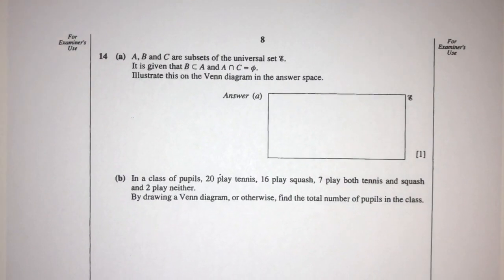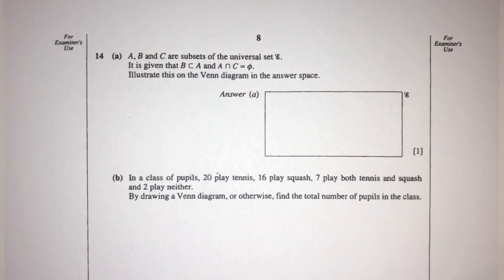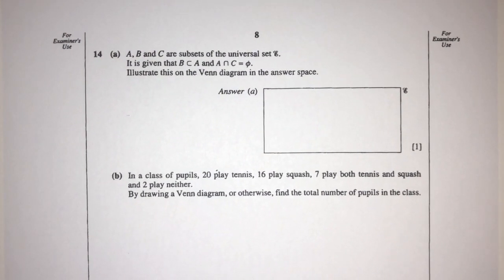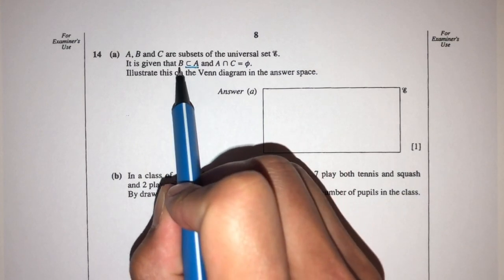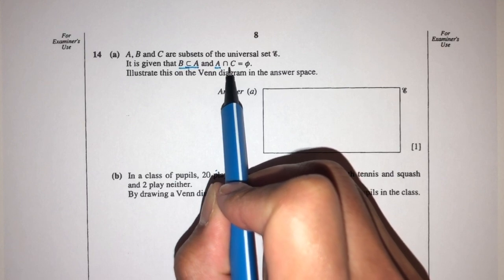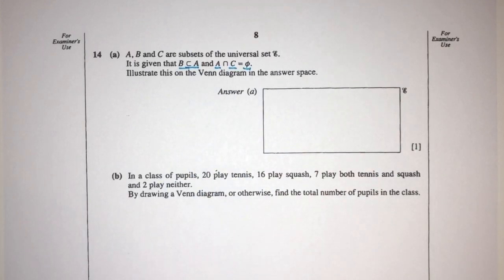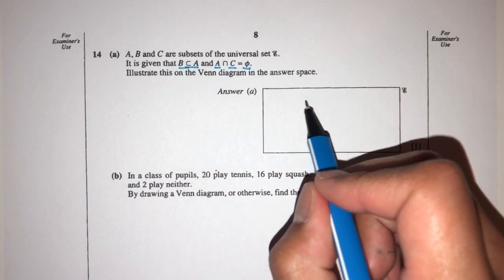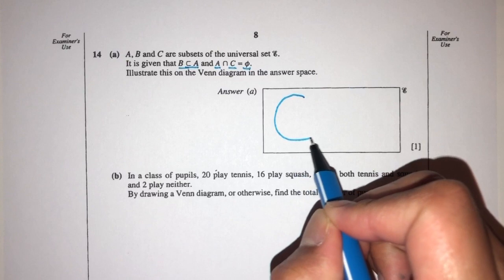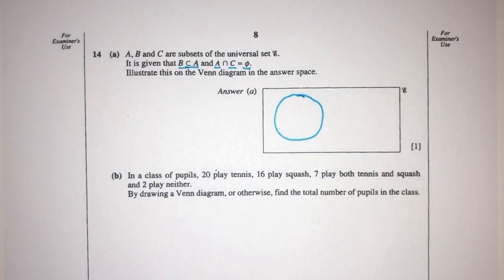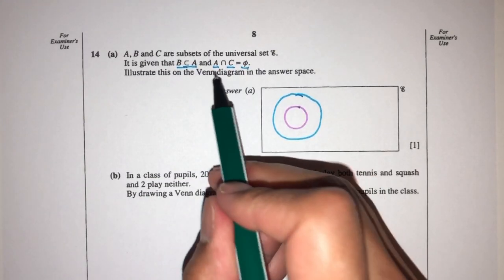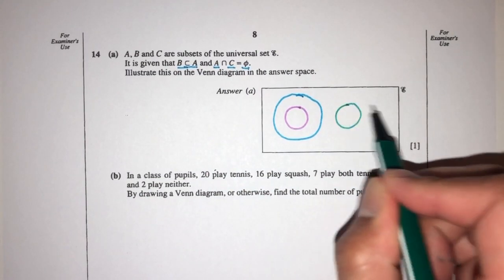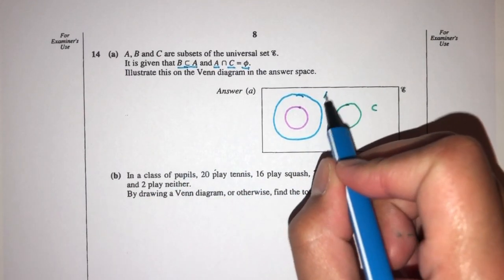Let's move on to question 14. Now what do we have? Let's see. So we have A, B, C as subsets of the big set. Okay, good to know. It is given that B is inside of A, right? And then A intersects C is empty. So basically A and C do not meet. So we have to show this in this diagram. So first thing first, let's do this. So here we have A, which is big, and B will have to be inside of A. And then we know that A does not meet with C. So C will be right here. So C, this is A, and this is B.